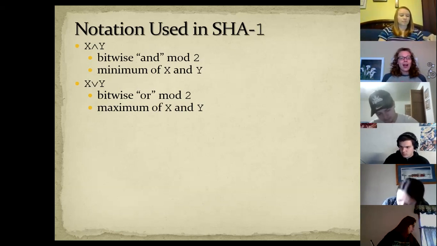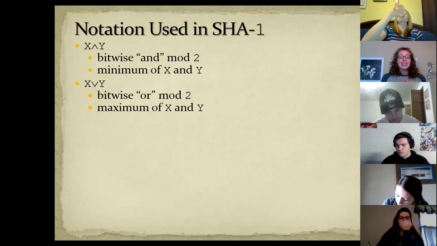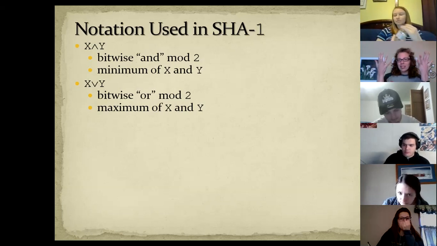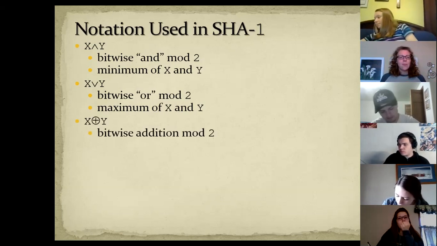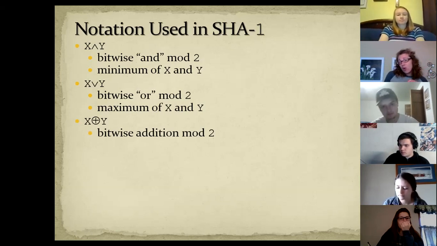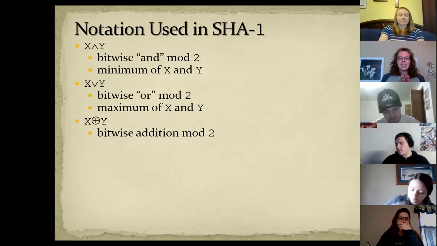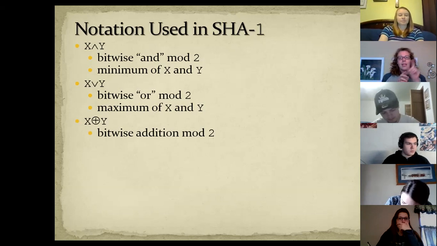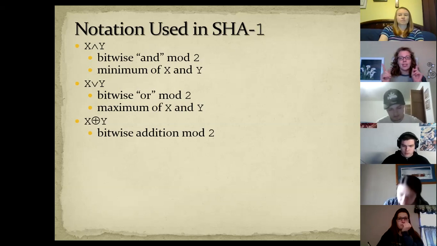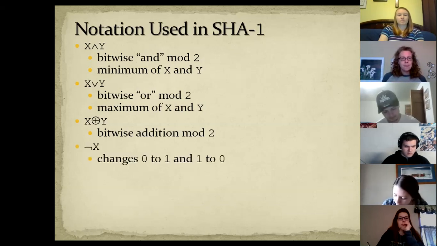Okay, an OR, bitwise OR, is the maximum of X and Y. So if you've got two zeros, this is a 0, otherwise it's gonna output a 1. Remember, bits can be 1 or 0. We've got exclusive OR, kind of, sort of. This is bitwise addition mod 2. If you've got two zeros or two ones, it outputs a 0. 1 plus 1 is 2, but 2 mod 2 is 0. So if you have the same value, it outputs a 0. If you have different values, it outputs a 1. That's why this is also called exclusive OR.